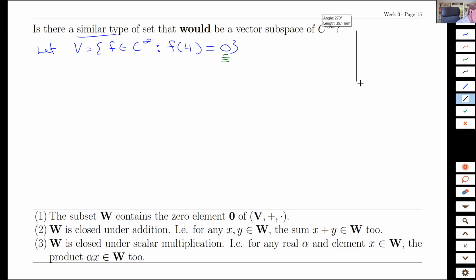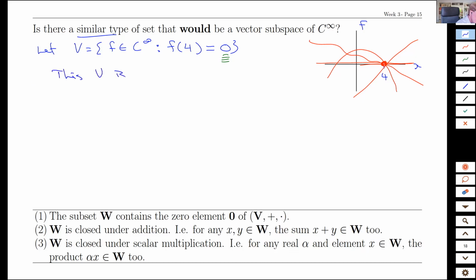So what does this look like? Never hurts to draw a picture. x and f again. At 4, our graphs have to go through that point. And so I can imagine a function that goes like that, or a function that goes like this, or a function that goes straight up like that, or I could imagine the 0 function. The always 0 function would satisfy this criteria. And so we would say this V is a vector subspace. And we're going to go through the criteria for this.